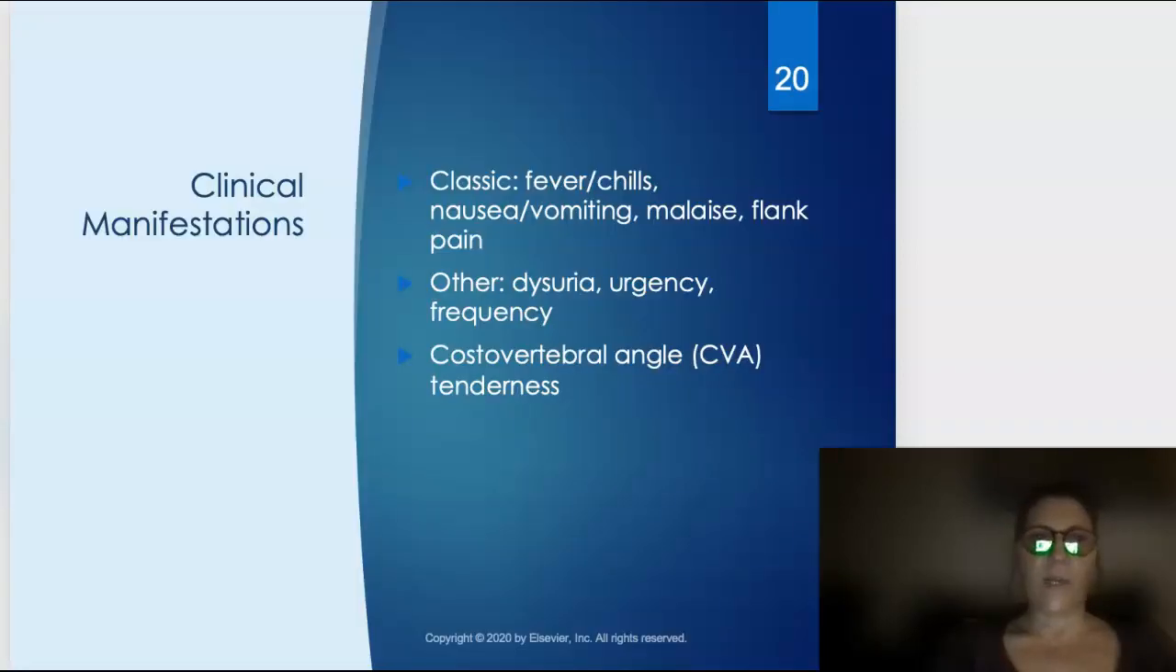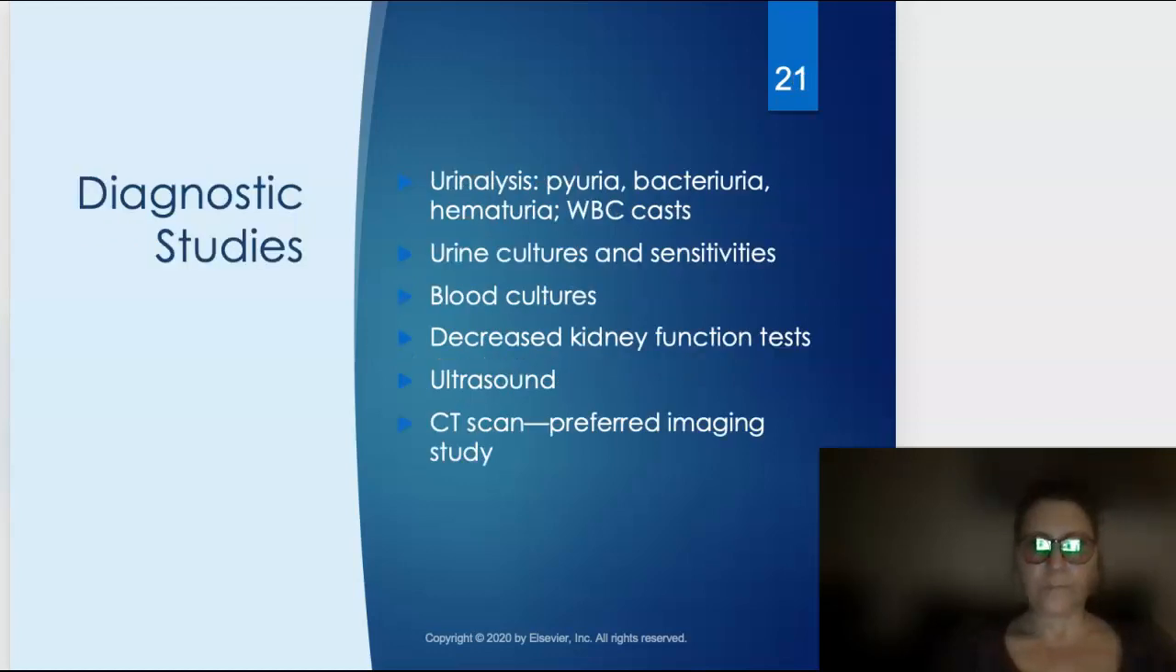So what's it going to look like if somebody has pyelonephritis? They're going to have fever, chills, nausea, vomiting, malaise, flank pain, difficulty urinating, urgency, frequency, and they're going to have tenderness over that costovertebral angle. This is what can happen if someone doesn't treat a UTI, they get pyelonephritis.